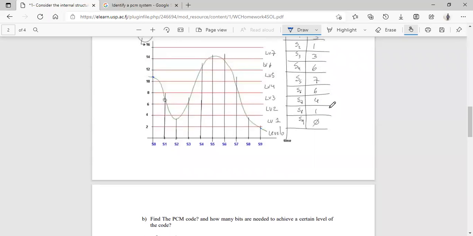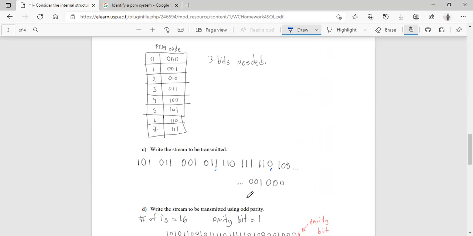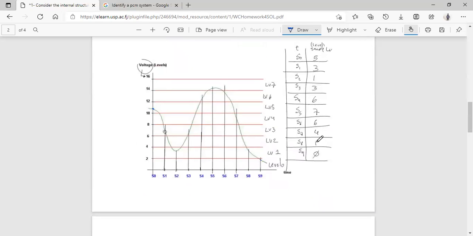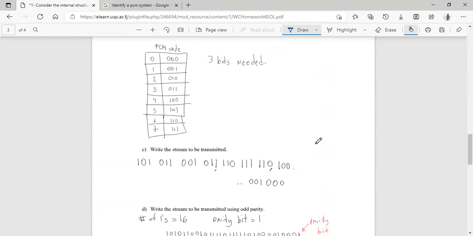What other values do we have? We have 1 and 0 that are left. We have done 7, 6, and we are left with 4, 1, 0. So the next code will be for 4, 1, 0. The value for 4 is 100. Next one is 1, which is 001. And the last value is represented by 000.